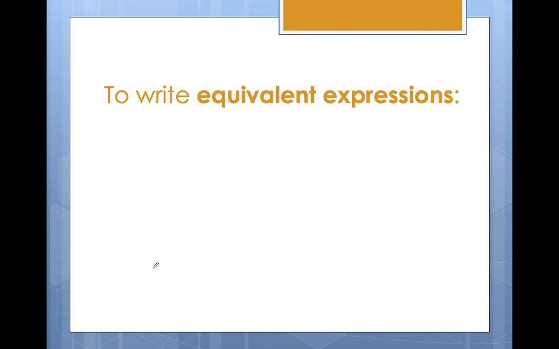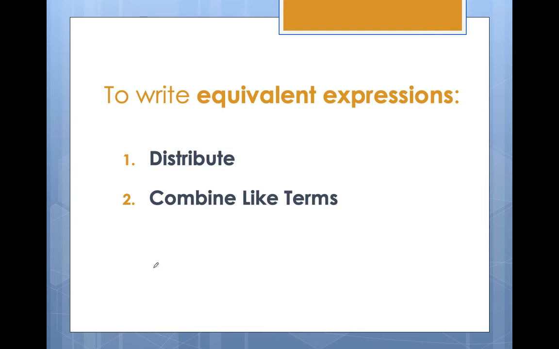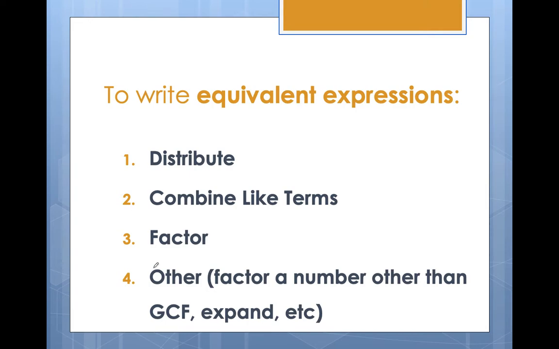There's no one right way to do it unless it says to put it in simplest form. That's different than asking for an equivalent expression. So for equivalent expressions, you could use the distributive property. You could use the combining like terms strategy. You could factor. Or you could do something else, which basically means you could use a factor other than the greatest common factor. You could expand it. You could do a whole lot of different things. So I will show you an example of how to do something like number 4 where it says other.